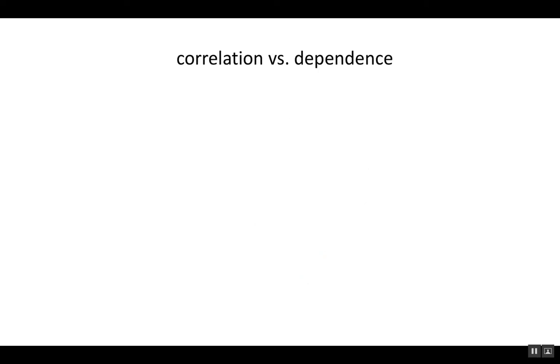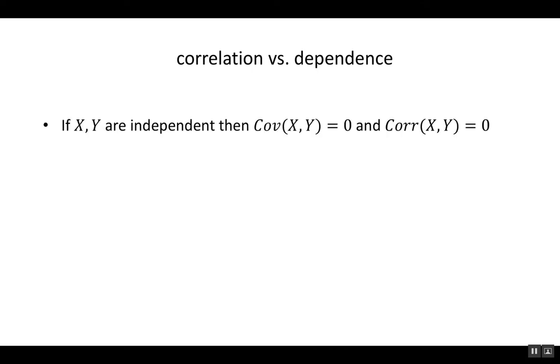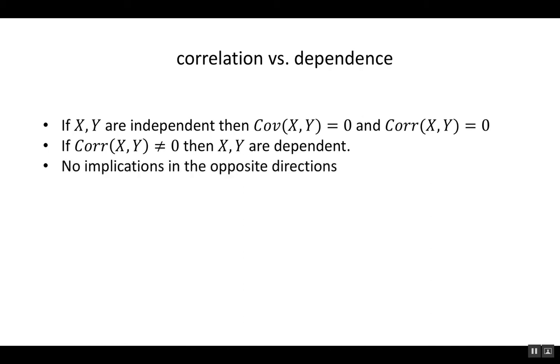So first, let's think about what we know about correlation and dependence. We know that if x and y are independent, then the covariance and the correlation of x and y are zero. And if the correlation of x and y is not zero, then x and y are dependent. But there is no implication in the opposite direction. You can have that the covariance is zero, but the variables are dependent.